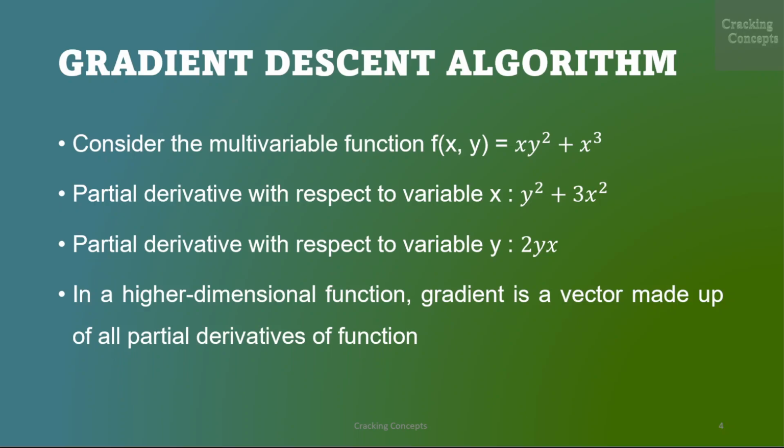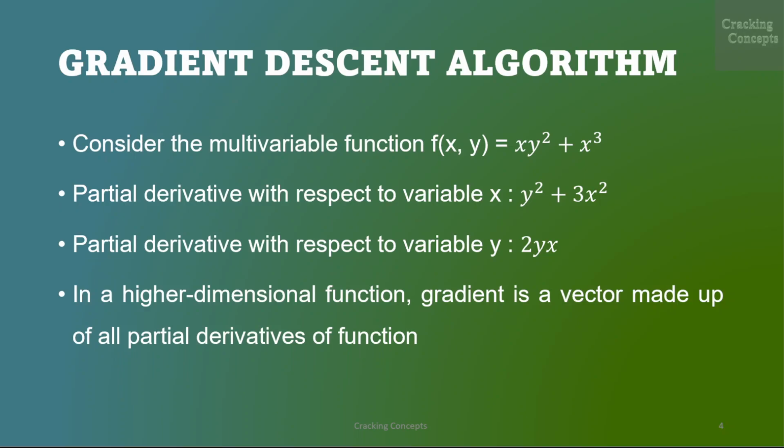Now consider the multivariable function f of x y, which is given by x y square plus x cube. Now taking the partial derivative with respect to the variable x, which means we keep the other variable y constant. So we'll get y square plus the derivative of x cube, which is 3x square. Similarly, we go for the partial derivative with respect to the variable y, which means x is kept as a constant. The answer will be 2yx.